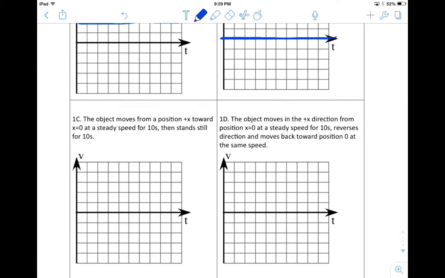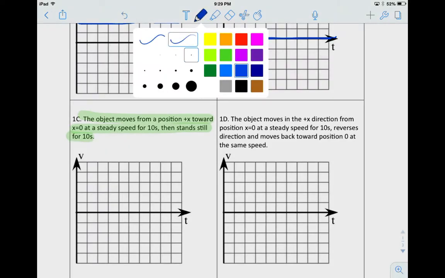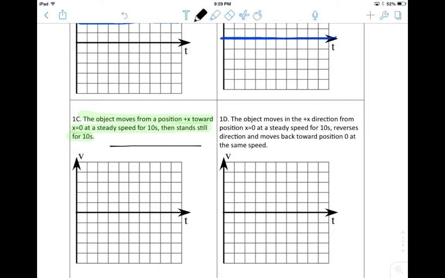All right, now 1C, the object moves from a position positive x towards x equals 0 at a steady speed for 10 seconds, then stands still for 10 seconds. Let's think about that, okay? So if I've got my number line, and I've got 0, that means that the object is going to start off somewhere over here, and then for 10 seconds it's going to move towards 0, and then it's going to stop and stand still for 10 seconds.